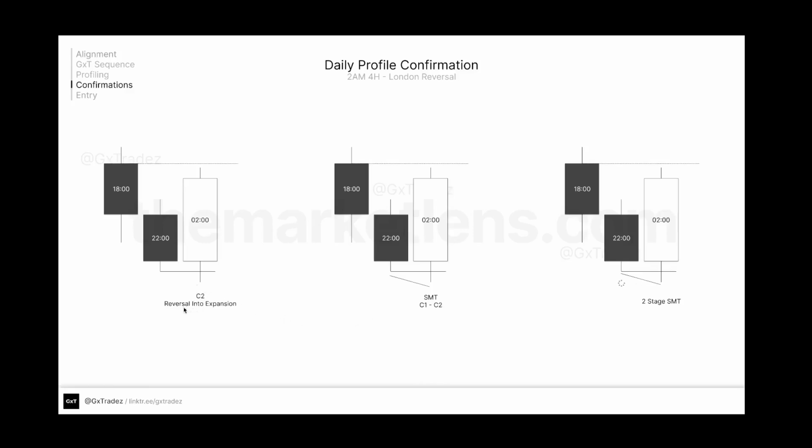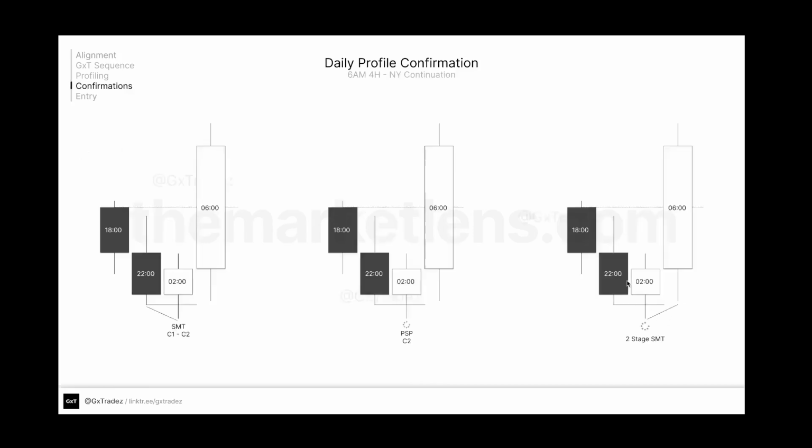So here you have a reversal into expansion candle, right, with no SMT. So obviously it's least probable. I'm not saying you can't use it, right? But it's just the least probable. The next probable scenario would be an SMT between candle 1 and candle 2, where you're just trading this 4-hour expansion candle. And the highest probable would be a 2-stage PSP forming the low of day, right?